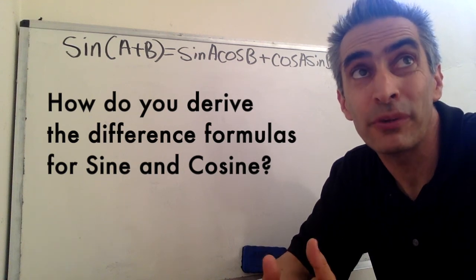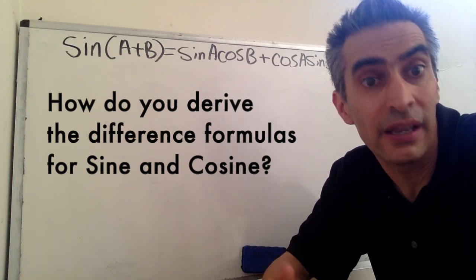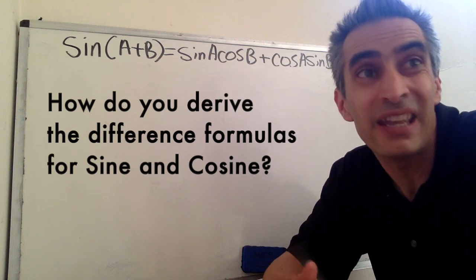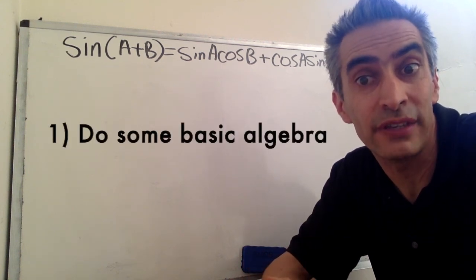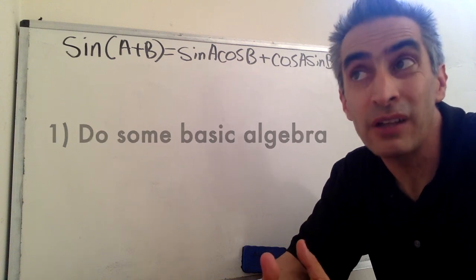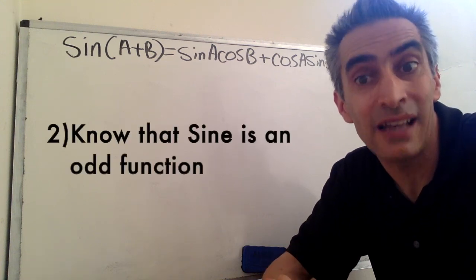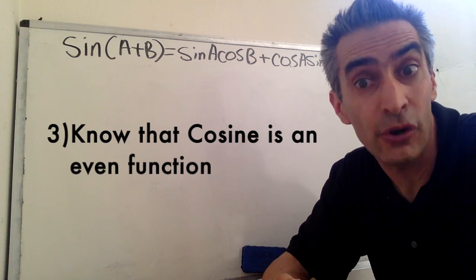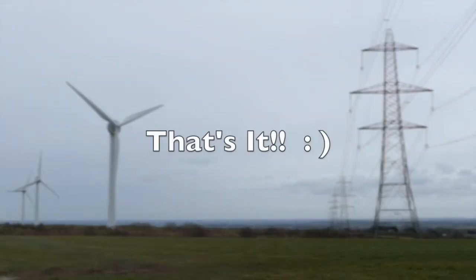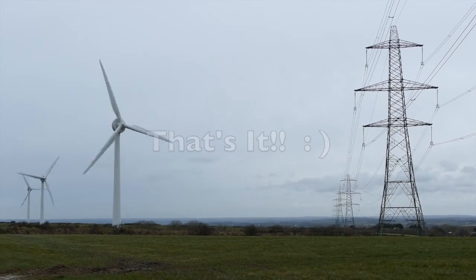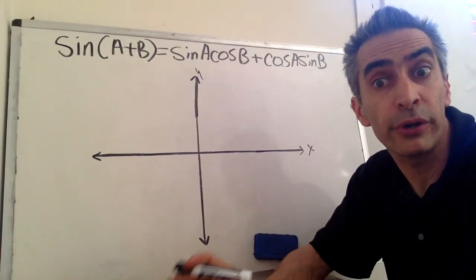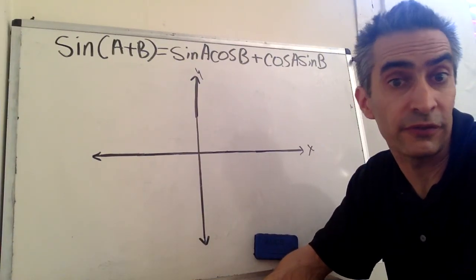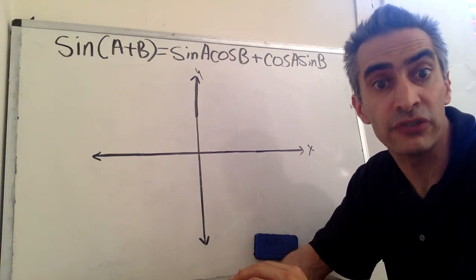Otherwise, to come up with the difference formula for sine and the difference formula for cosine, it's really just a little bit of algebraic manipulation of the sum formulas, as well as having an understanding that sine is an odd function and cosine is an even function. So we're going to first take a look at the difference formula for sine. How do we come up with the difference formula for sine?